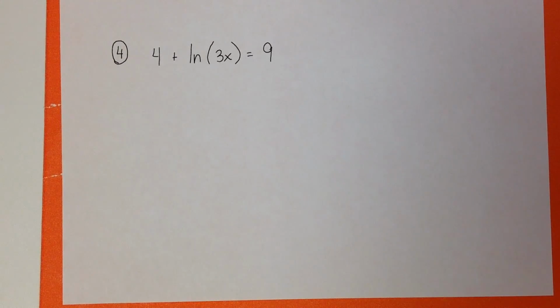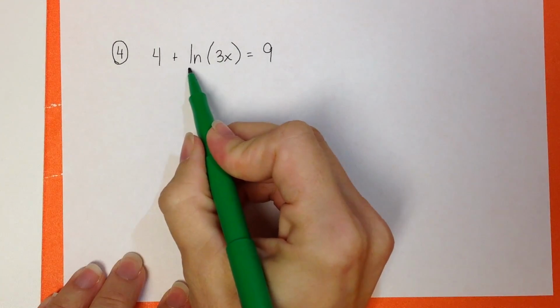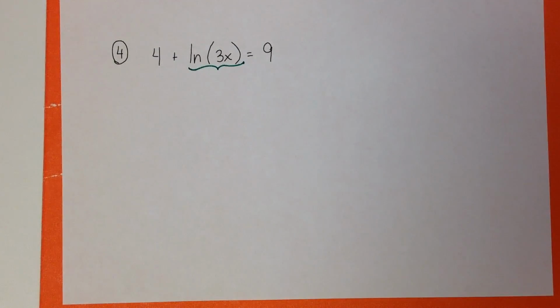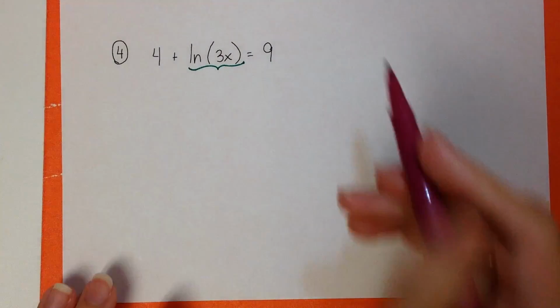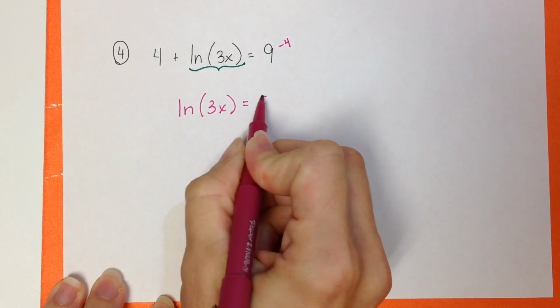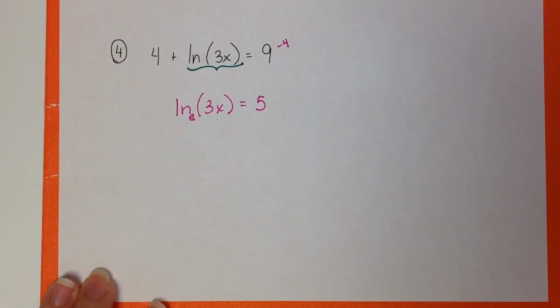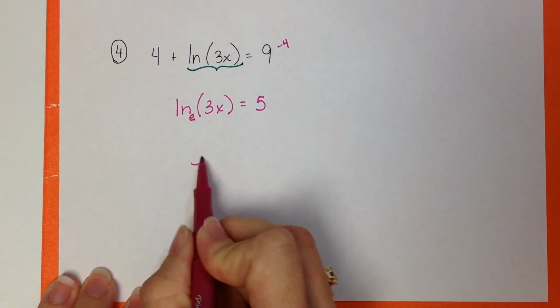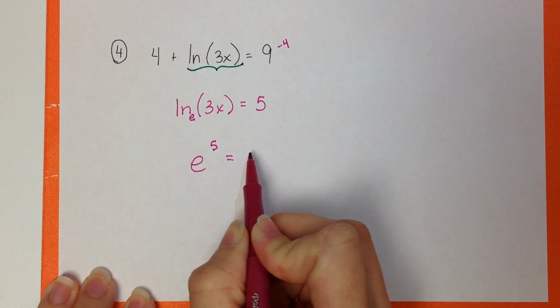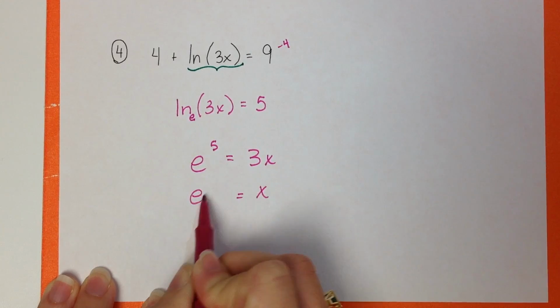Okay, now this one is similar to the one I just finished. I do have a little bit of work that I need to do to get started, because I do need the natural log term here by itself. So that's going to require this time that I subtract 4. So I would have natural log of 3x is equal to 5. Again, you've got ln, so your base is an understood e, so when you change this to exponential form, you'll have e to the 5th power is equal to 3x. And then to get x by itself, you have to divide by 3.